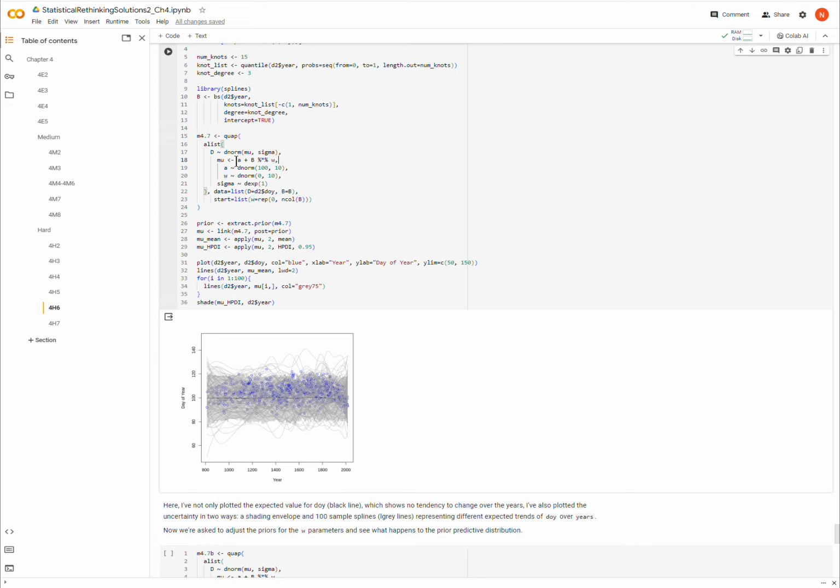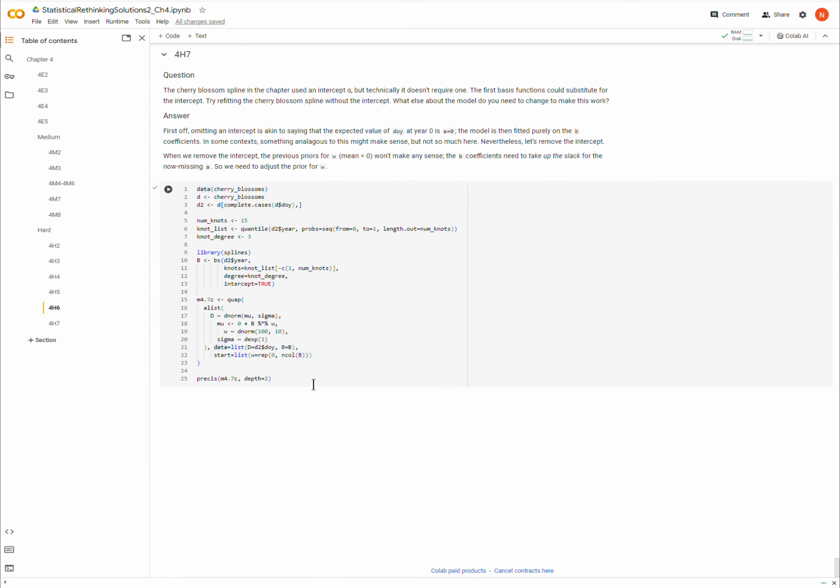Okay, so what we're asked to do here is to omit the intercept. So this will no longer be there. Let's go back down to our model here. All of this code should be identical from above, and I've already done the things that I need to do in order to make that work. But notice now that we don't have an A. We are just modeling mu as a function of the basis splines, as a function of year, but now we don't have an intercept.